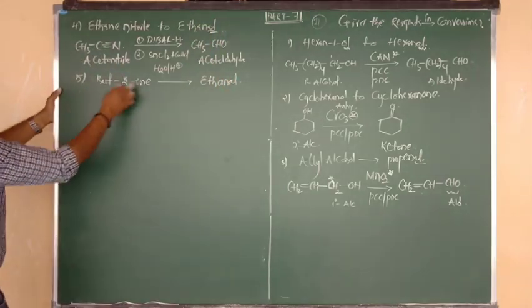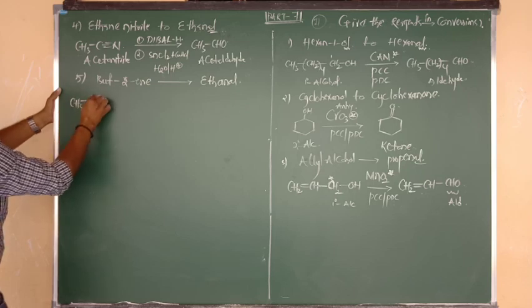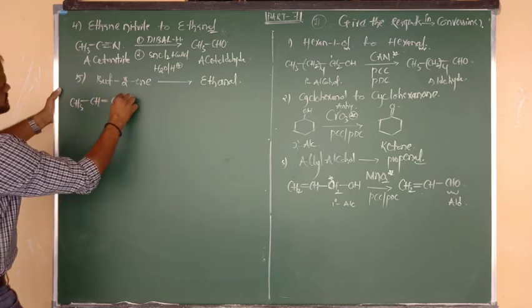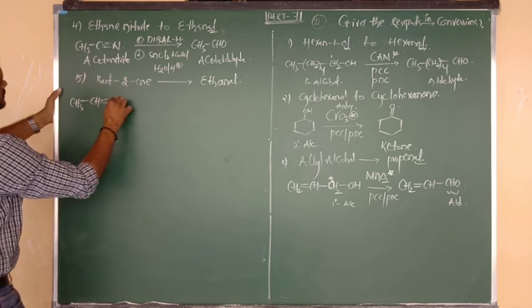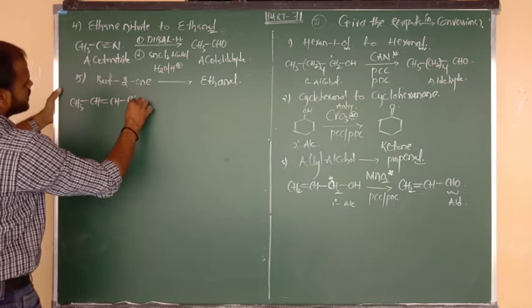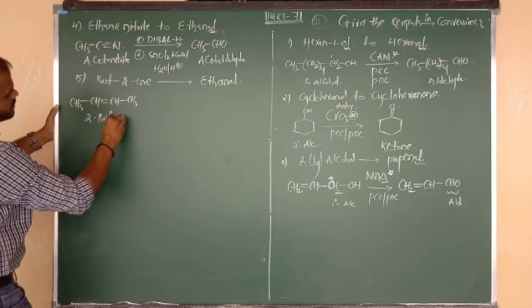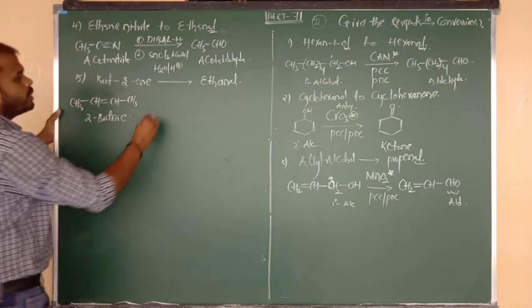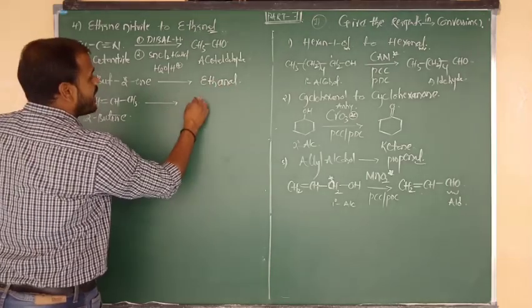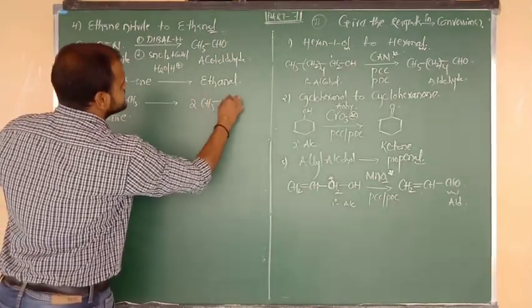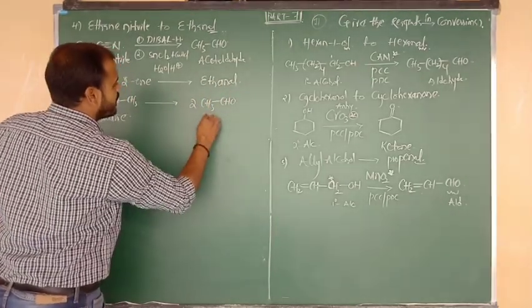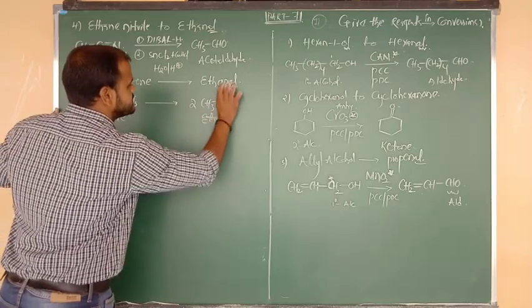So what will be the formula here? CH3 bonded to CH, CH double bond CH, again connected to CH3. So what is the name of this compound? The name of this compound is 2-butene. 2-butene converted into ethanal, nothing but acetaldehyde. So this is nothing but CH3CHO. Ethanal, and also we can say acetaldehyde.